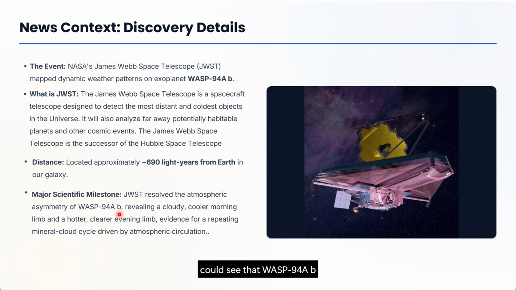In this statement, you could see that WASP 94AB shows a cloudy, cooler morning limb and a hotter, clearer evening limb. Here, limb means the outer edge of the planet which is visible in space. Morning limb is the edge turning from night side to day side as the planet rotates, whereas the evening limb is the edge rotating from day side into the night side.